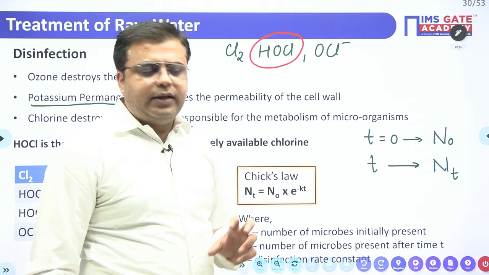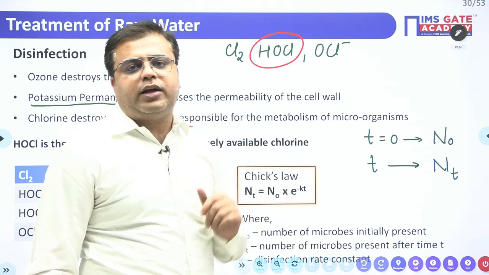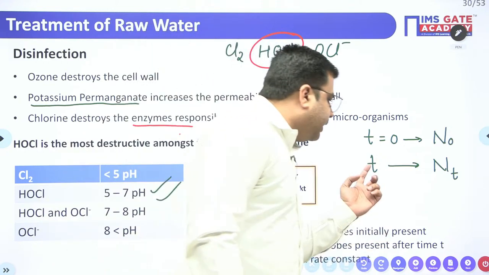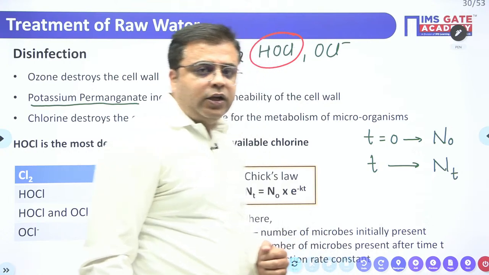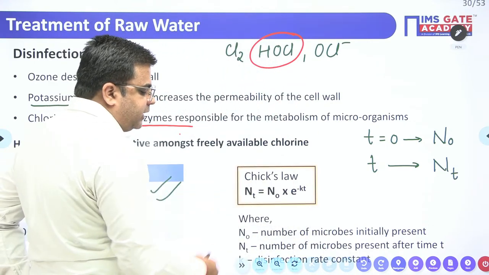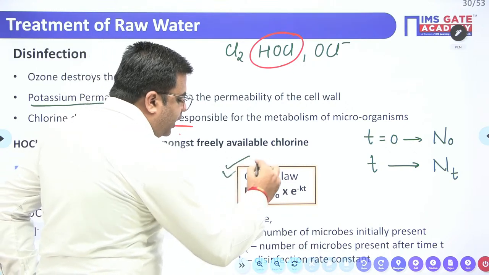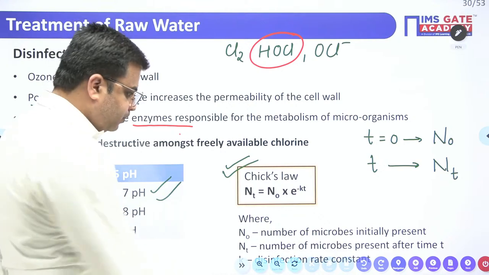Then you have added disinfectant. Due to the addition of this disinfectant, it will lead to the killing of microorganisms. Hence, the number of microorganisms left after any time t is Nt, right? So this change from N0 to Nt can be calculated using Chick's law. According to Chick's law, Nt is equal to N0 into e raised to the power minus k into t.